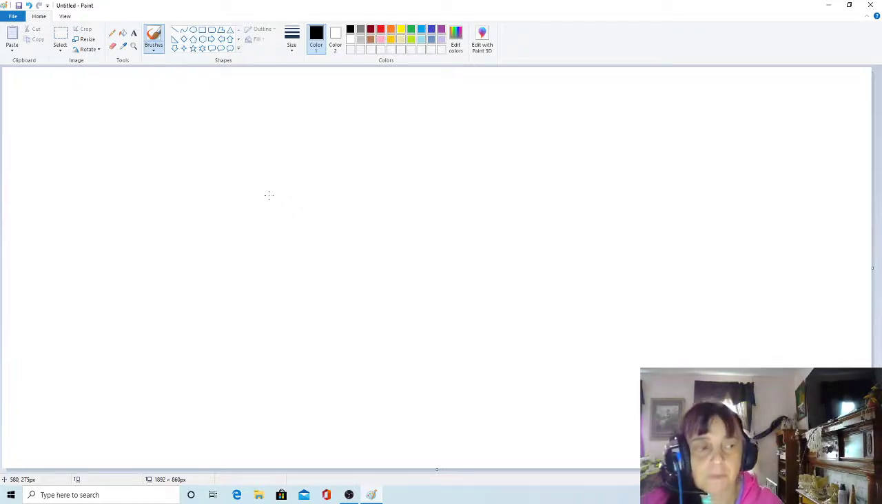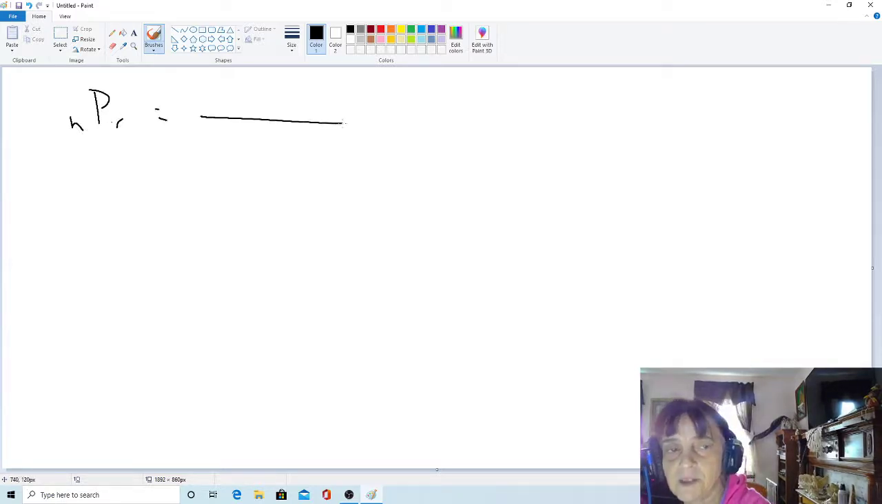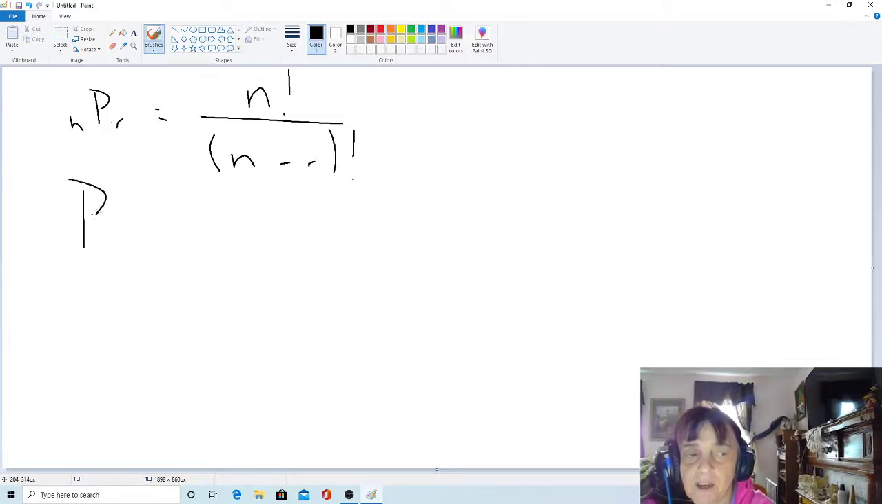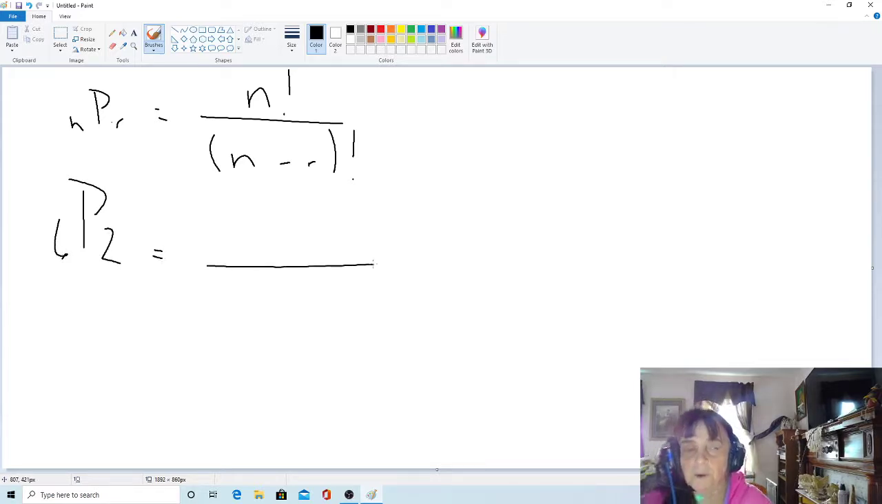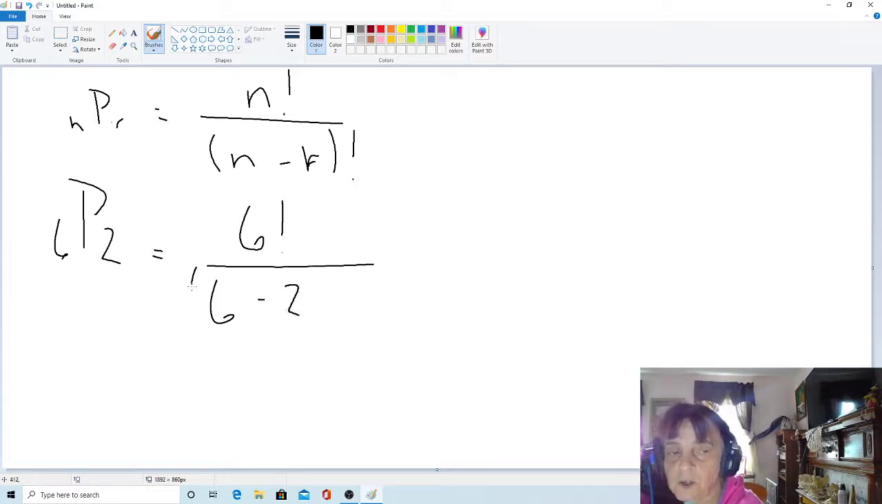Now the formula for a permutation, nPr, is n factorial over n minus r factorial. So in other words, if you have 6 things and you want to pick 2, a permutation is an ordered arrangement of objects. This is n minus r. It'll be the largest number factorial over the difference of the 2, 6 minus 2 factorial.